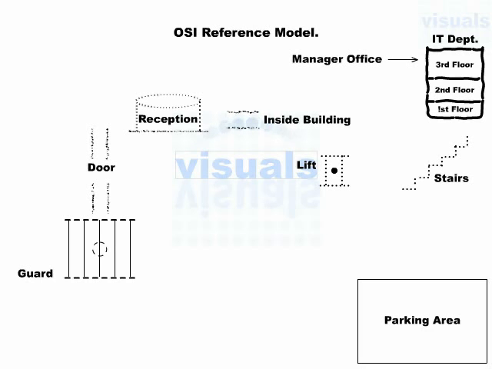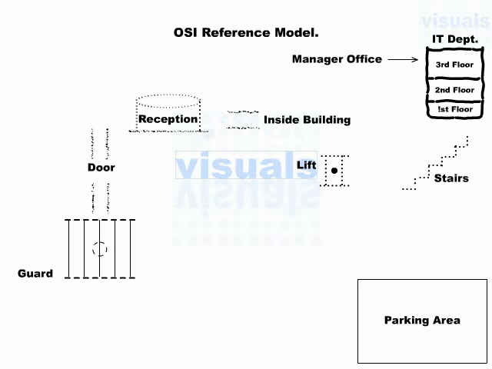A man will come to this building and he wants to meet the manager. The manager's office is on the third floor. How will this person reach the manager's office? Let's analyze this person's movement until he reaches the manager's office. We will discuss this whole process in steps.